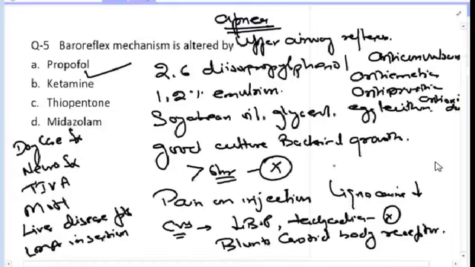It causes a decrease in ICP and cerebral metabolic rate. So these are decreased with propofol. So answer to question number 5 is A. Baroreflex mechanism is altered by propofol.